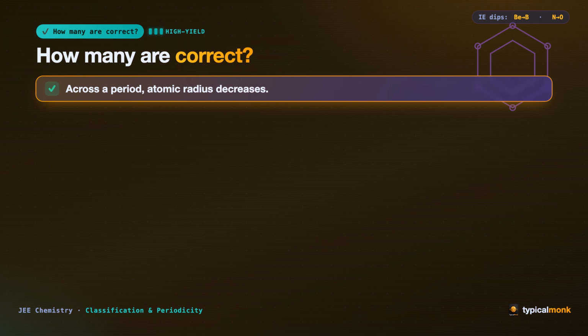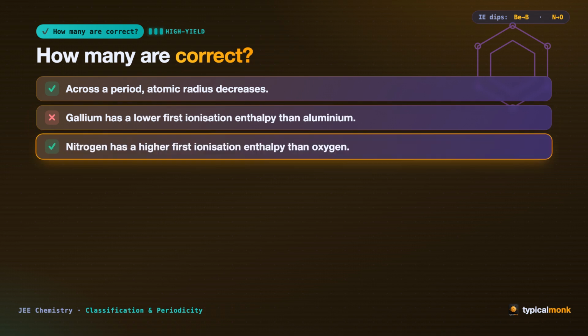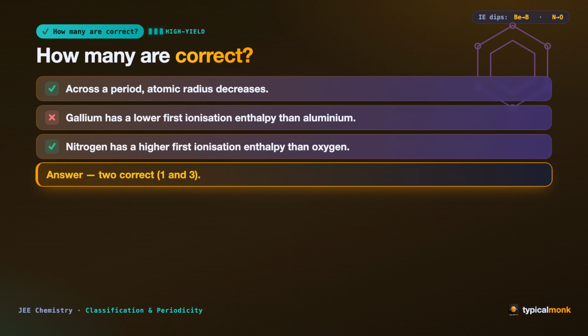Statement 1. Across a period, atomic radius decreases. Hold your verdict. Statement 2. Gallium has a lower first ionization enthalpy than aluminium. Think about shielding before you answer. Statement 3. Nitrogen has a higher first ionization enthalpy than oxygen. Remember the half-filled dip. Now, how many are correct?